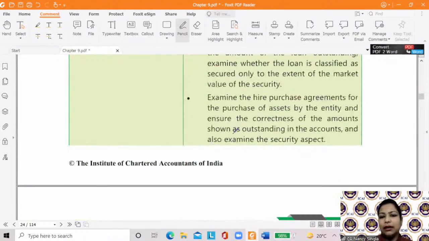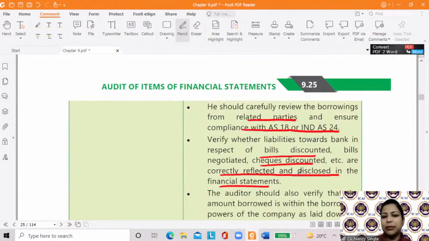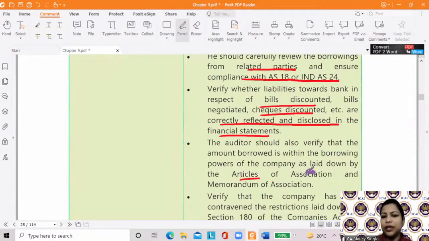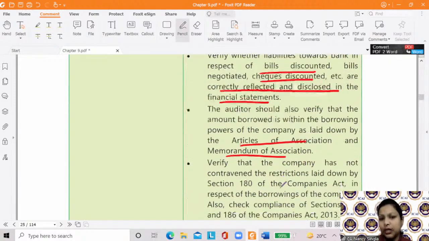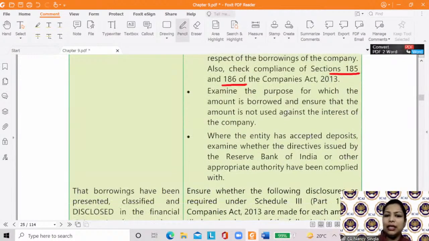Okay? Then hire purchase we have already done. Then AS 18 or Ind AS 24 with respect to related parties, bills discounted etc., whether these are correctly reflected and disclosed in the financial statements. Then with respect to every borrowing, check whether it is according to the articles and memorandum or not. Section 180 should be complied with, check compliance with 185 and 186, okay. Then in case any deposit has been accepted by the organization, the client, then whether the RBI directives have been complied with or not.